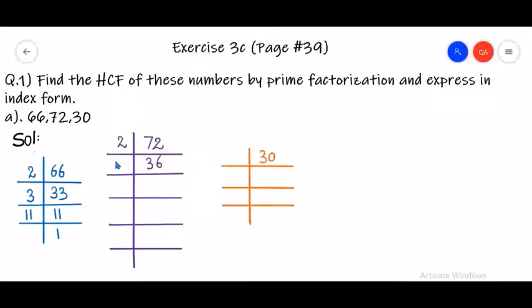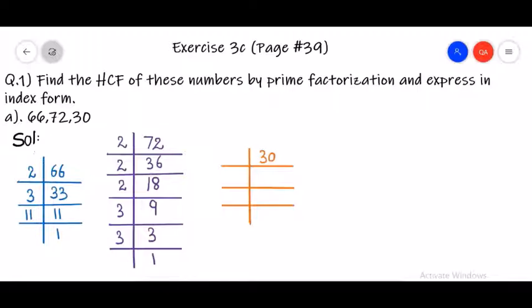Now 36 is an even number, so it will again be divisible by 2. So 2 ones are 2, 2 eights are 16. 18 is also an even number, so once again it is divisible by 2. 2 nines are 18. Here 9 is an odd number, so it will be divisible by 3 because the smallest odd prime number will be 3. So 3 threes are 9. Here 3 is a prime number, so it will be divisible by 1 or 3. 3 ones are 3.